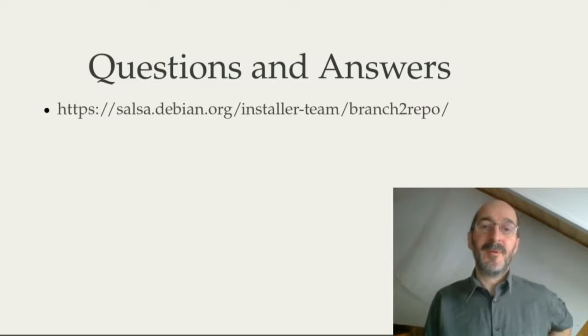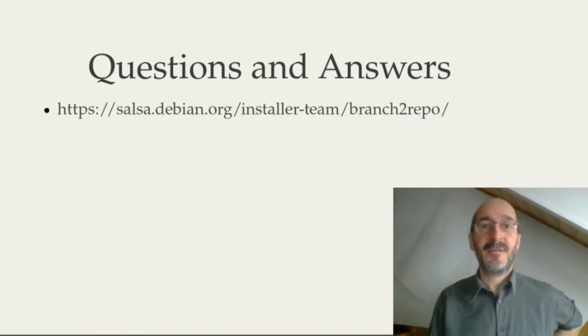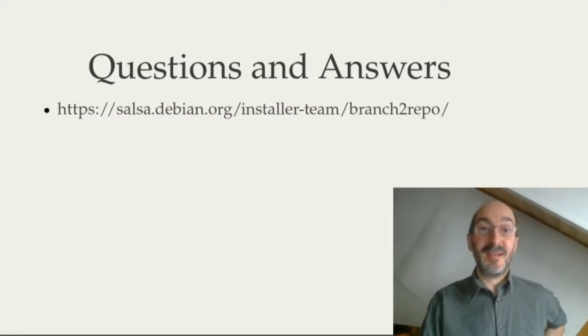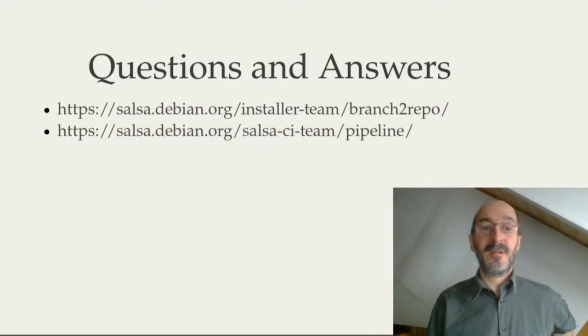If people come up with questions after this, or questions that don't fit into the question and answers, then I'll write up answers on the README or something on that repository. Most of what you've seen actually isn't even done by branch2repo. It's being done by the salsa-ci pipeline, which you can find here, and if you've not come across it, I really recommend you go and have a go. It makes life really easy for building all sorts of bits in Debian.